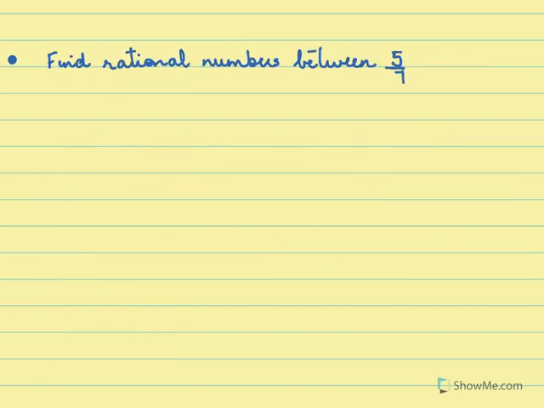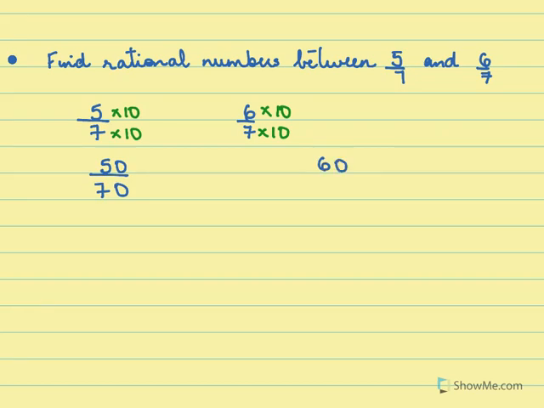Find rational numbers between 5/7 and 6/7. So I have 5/7 and here 6/7. There is no gap. So to introduce a gap, I will multiply both by 10. So now I will get 50/70, and on this side 60/70. Now I can write the numbers in between. 50 will be 51/70, one number, 52/70, or 53/70, and so many more.